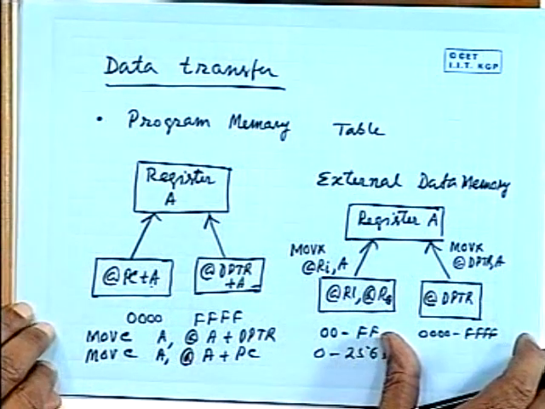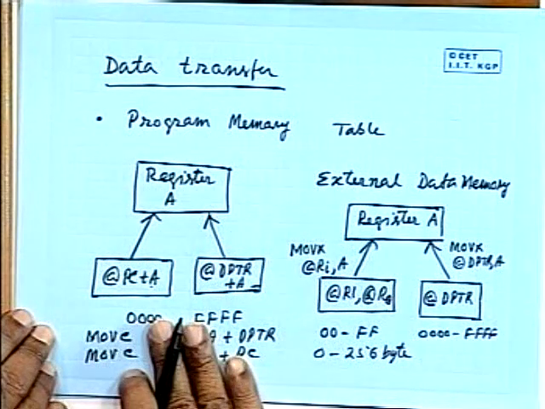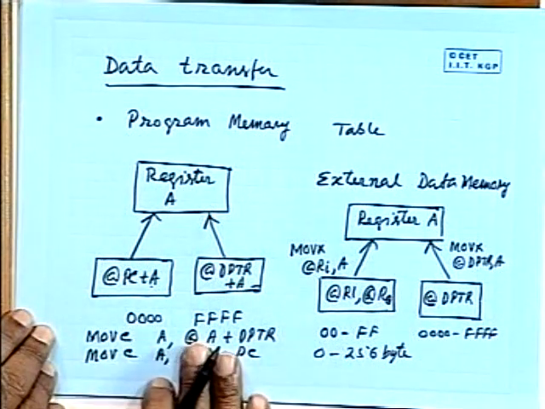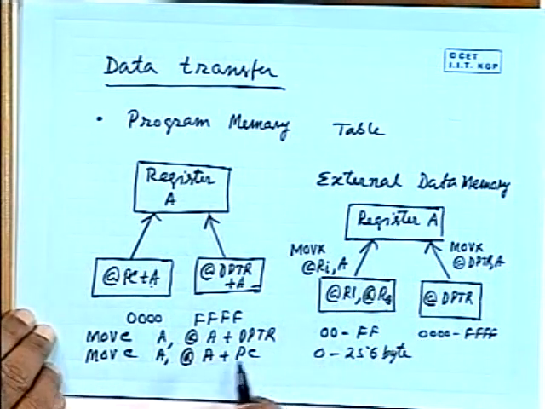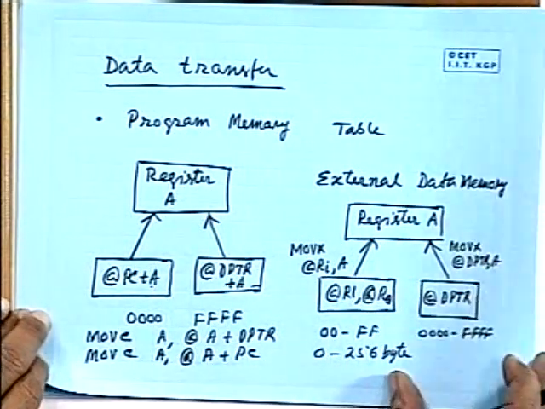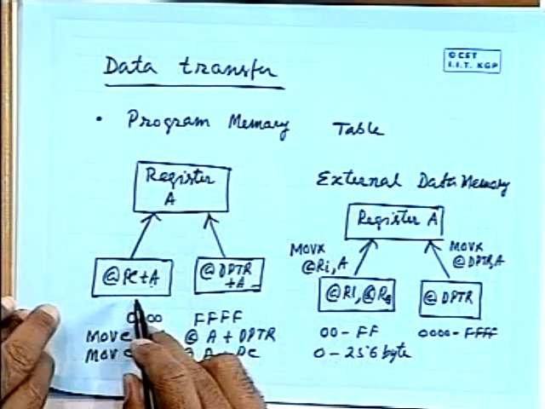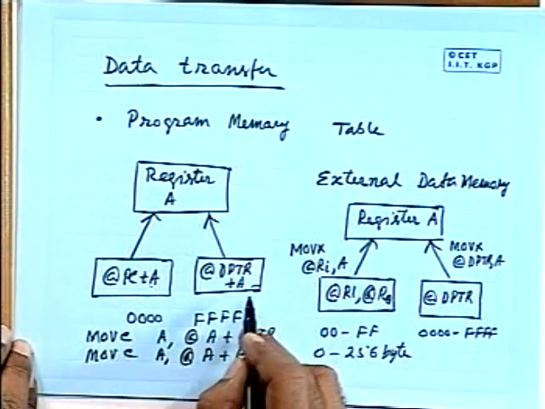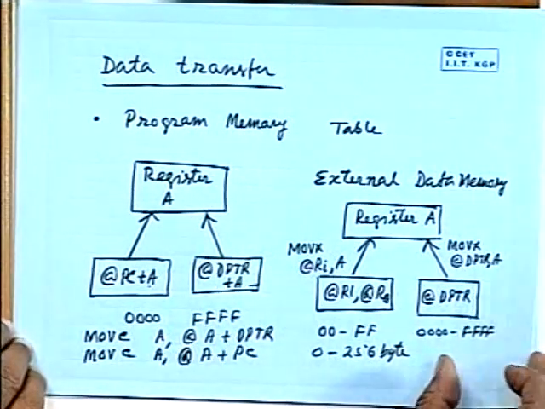Data transfer is taking place either from external, I mean program memory, or from the external data memory. The addressing mode used here, in case of program memory, is base register plus index register, that is index indirect addressing, and here only indirect addressing is being used.